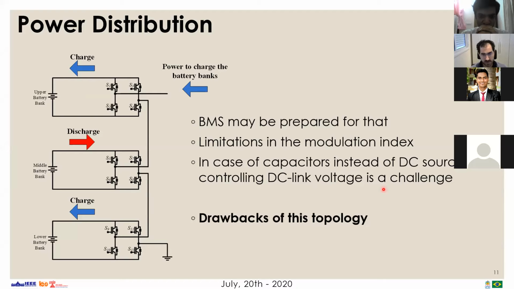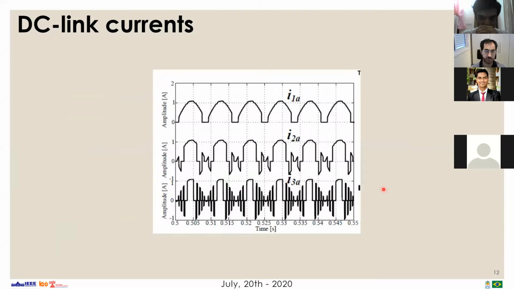Of course, this is the main drawback of this topology. Having moments where you need such a contradiction in power makes this topology really challenging. Operating in regions where you have negative power, regenerative power, you need to deal with very carefully.